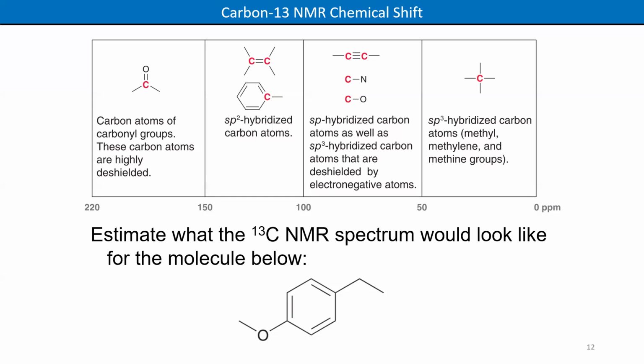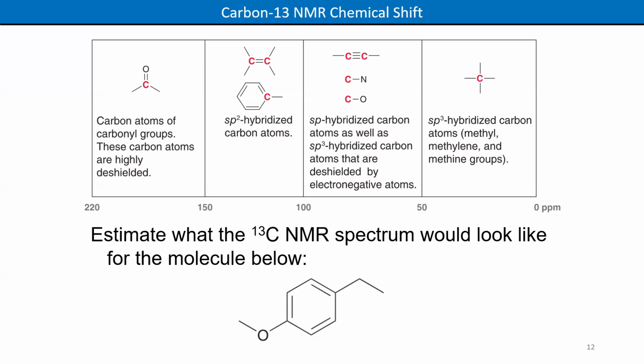If we're trying to predict what the NMR spectrum would look like for this one, first off, how many signals would we expect? How many distinct carbons do we have, not hydrogens? 1, 2, these are the same, so that's 3. These are the same, so 4, 5, 6, 7. So we should have 7 peaks.